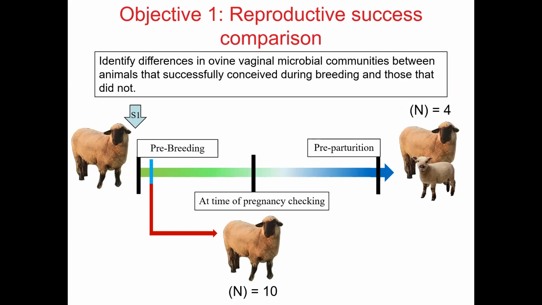For objective 1, we swabbed all 14 animals pre-breeding to capture the microbial communities that may interfere with conception. Of the 14 animals in the pilot study, only 4 ewes successfully conceived. As I had mentioned before, this particular flock had a history of poor reproductive performance. Nevertheless, we were able to compare the pre-breeding vaginal microbial communities between those animals that successfully established pregnancy to those that did not.